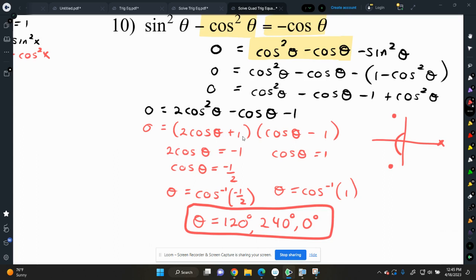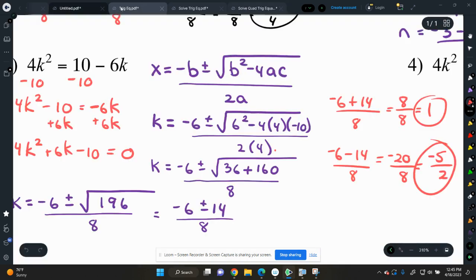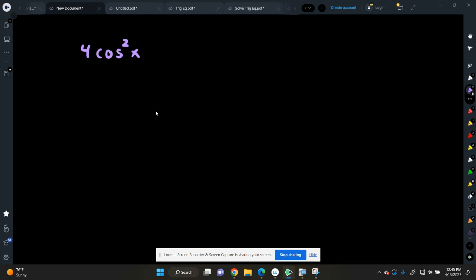All right, how about this one? Let's say that we have 4 cosine squared x minus 3 equals 0. Let's solve that one.